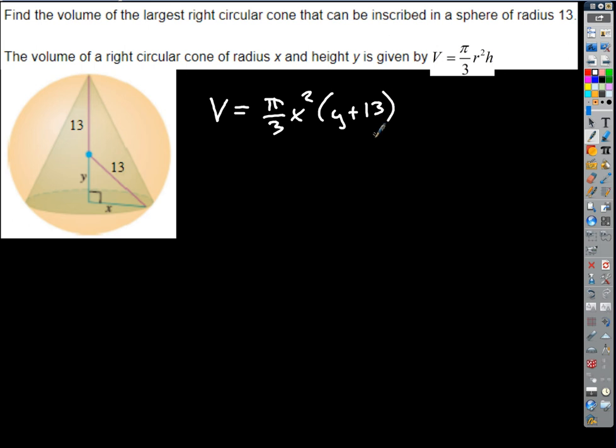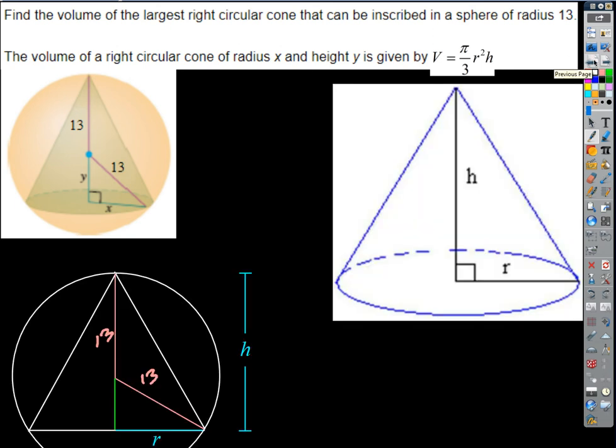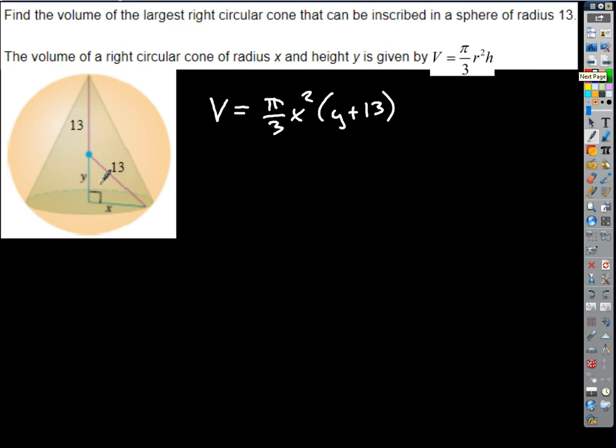Okay. So we still get two variables there, so we still have to have an equation of constraint. But now we know the equation of constraint comes from the 13, right? So based on this little triangle right here, that's the triangle that we want. What's the relationship between X and Y? X squared plus Y squared equals 13 squared. There you go, right? So we get the constraint, X squared plus Y squared equals 169.